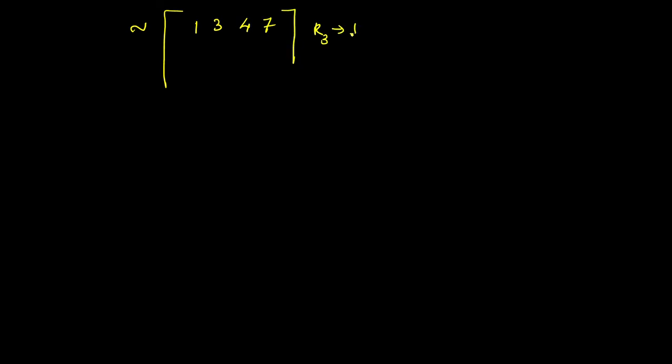R3 gives 1 by 2 R3. And the third row becomes 0, 0, 1, 3. And this is the reduced matrix. Since the reduced matrix has 3 non-zero rows, therefore rank of the matrix is 3.